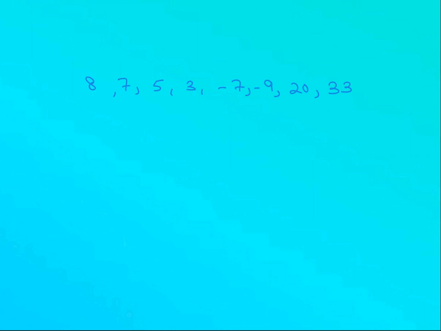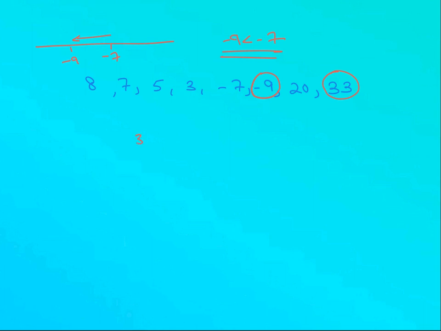So let's start with the greatest value. If I talk about the greatest value, that's clearly 33. The greatest value I see in this set is 33. But the least value here is minus 9. Remember, minus 9 is less than minus 7. It's more negative than minus 7, hence it's smaller. If you make a number line, this is minus 7, this is minus 9, further towards the left.